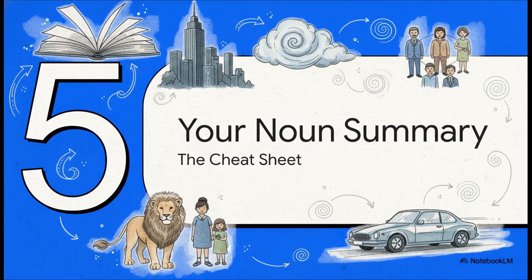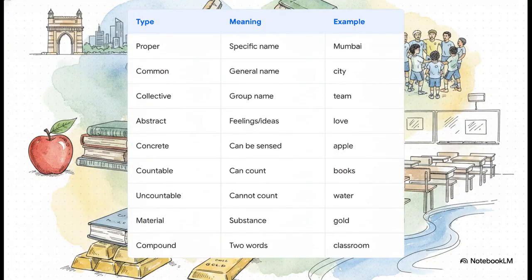Whew, okay, that was a lot of info. So let's just pull it all together with a quick summary. Think of this as your ultimate noun cheat sheet. It's got everything we just discussed all in one place. You've got the type, a simple meaning, and a perfect example for each one. This is a fantastic little guide to have handy anytime you want to make your writing a little more powerful and precise.